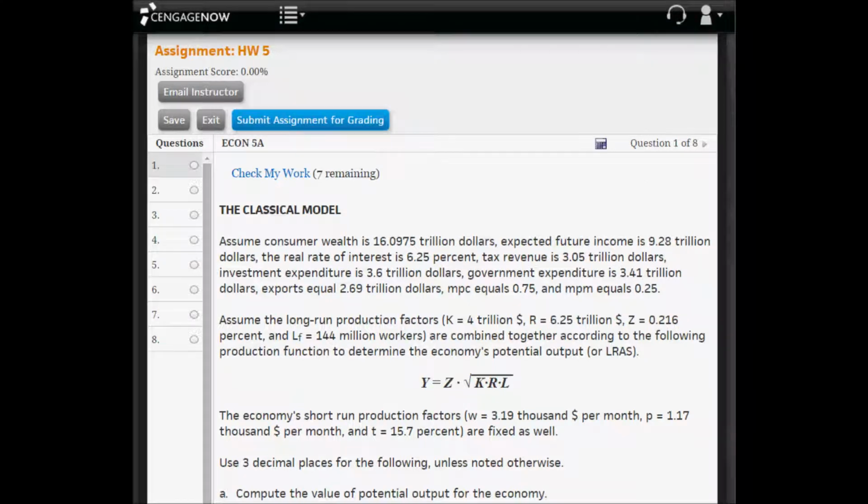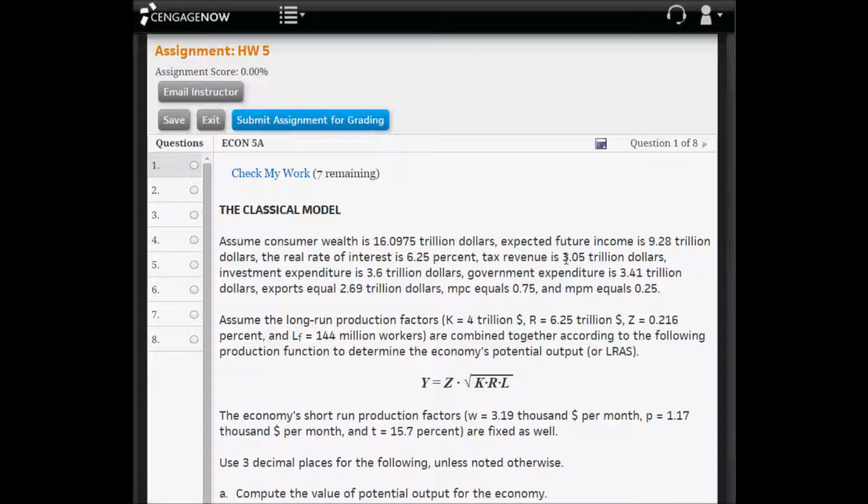In problem 1, we're going to analyze the classical model. The consumer wealth is 16.0975. Expected future income is $9.28 trillion. The real rate of interest is 6.25%. Tax revenue is $3.05 trillion. Investment expenditure is $3.6 trillion. Government expenditure is $3.41 trillion.